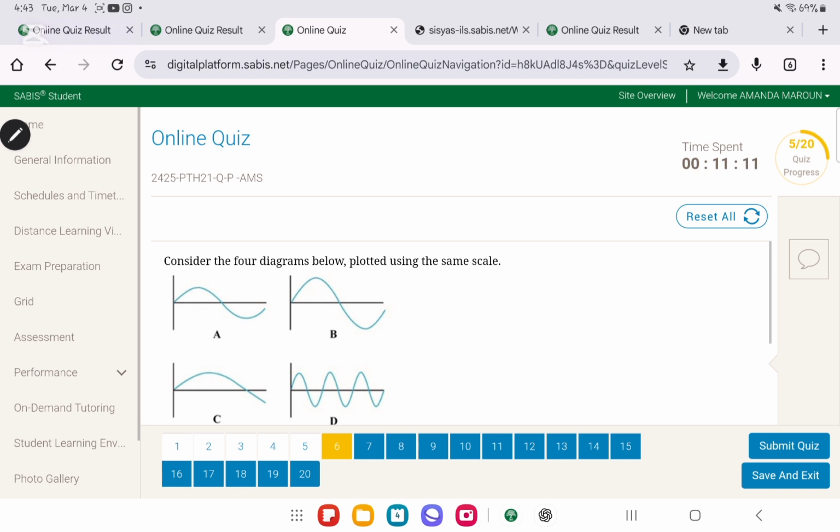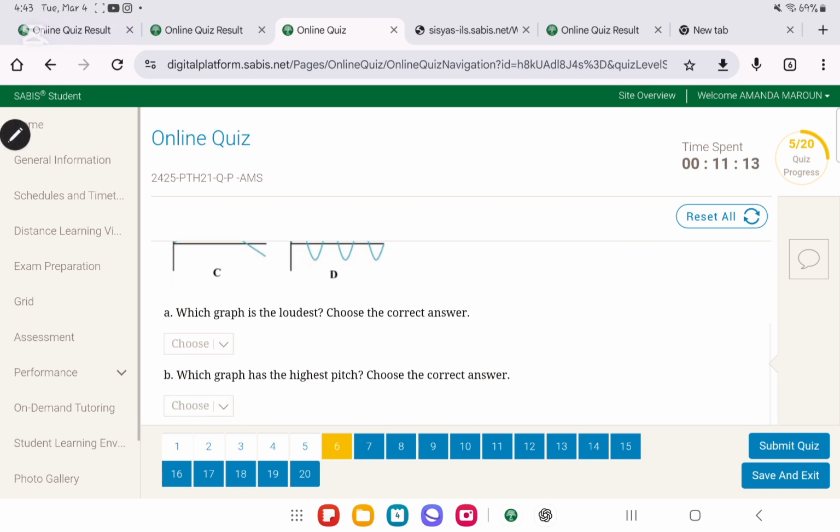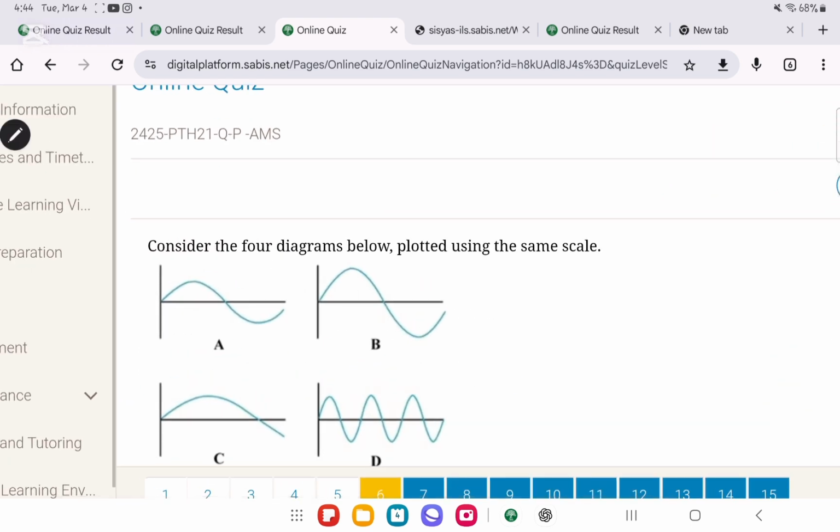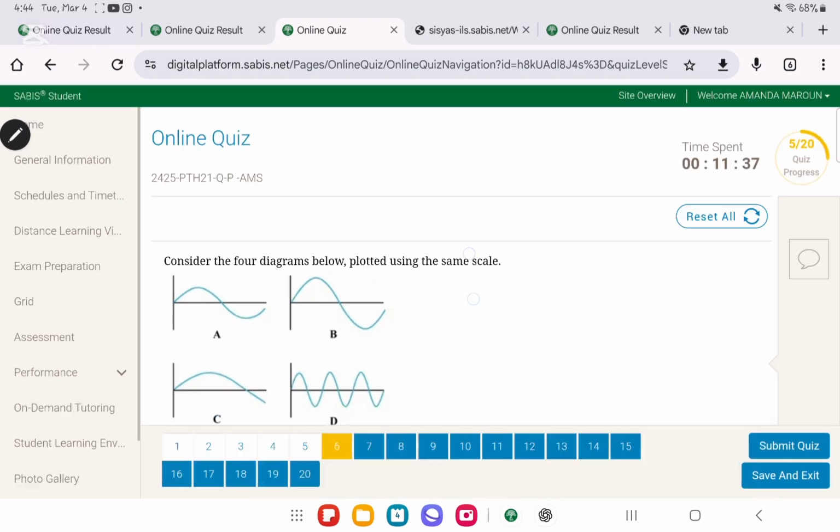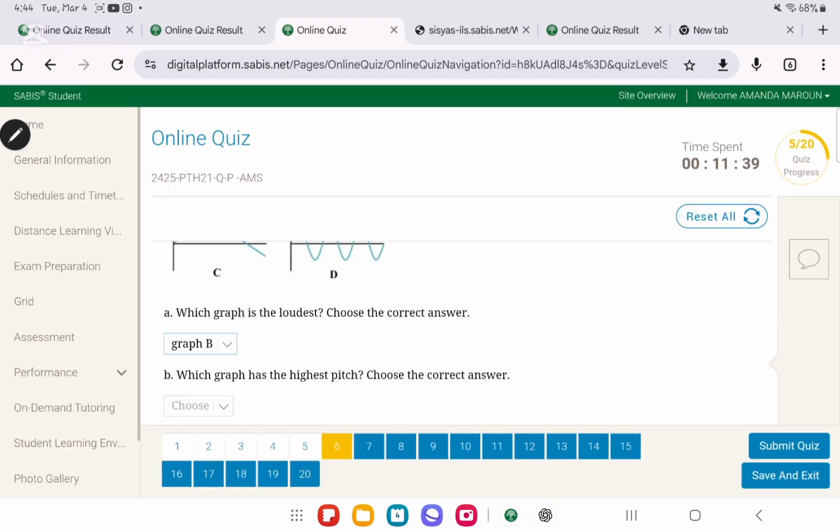Consider the 4 diagrams below plotted using the same scale. They ask which graph is the loudest. What you need to know about the loudest is that the amplitude, as we said before, is responsible for the loudness. So the higher the amplitude, meaning the greater the distance from the resting point to the peak, or down to the trough, the louder it is. So in this case, it is going to be B.